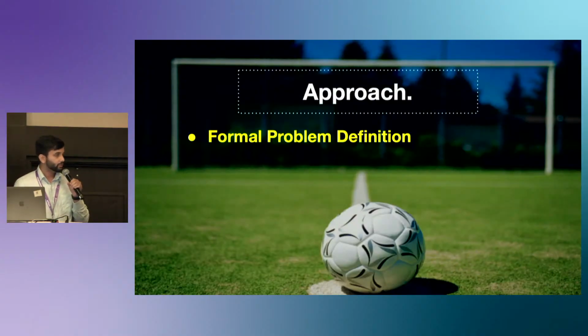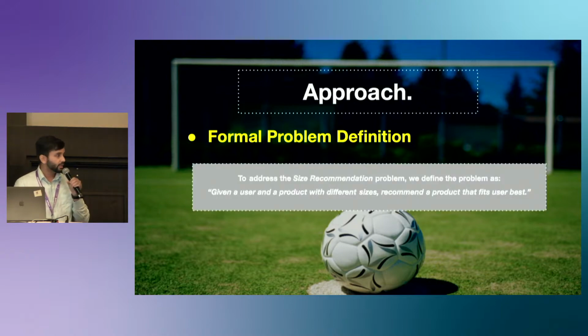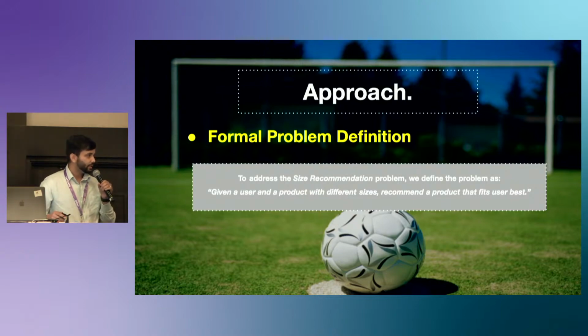In order to approach this paradigm, to search for a data set, the first thing we need to do is define the problem formally. So let's take an example of the size recommendation problem. In that case, we can say that given a user and a product with different sizes, we want to recommend the user a size of the product which will fit them perfectly. That's the essence of the problem that we are trying to tackle, and it lays out all the factors that go into solving this problem.